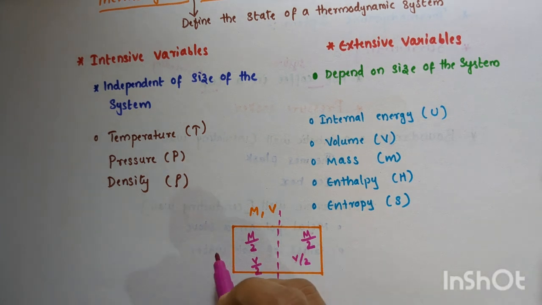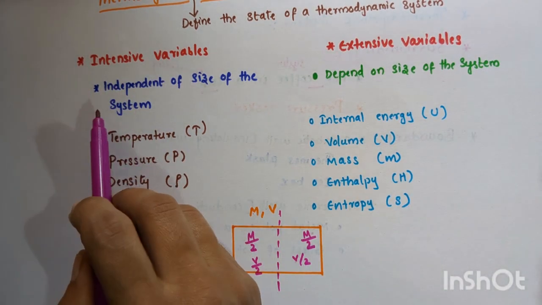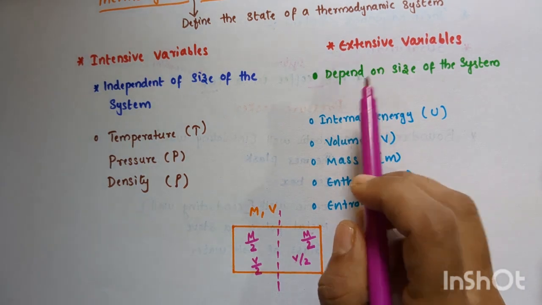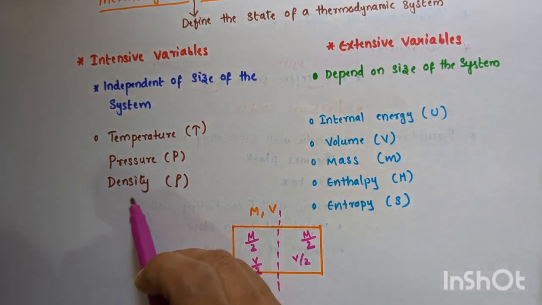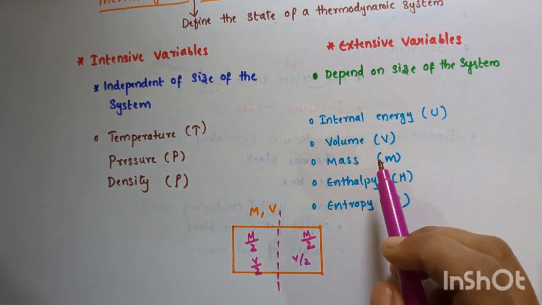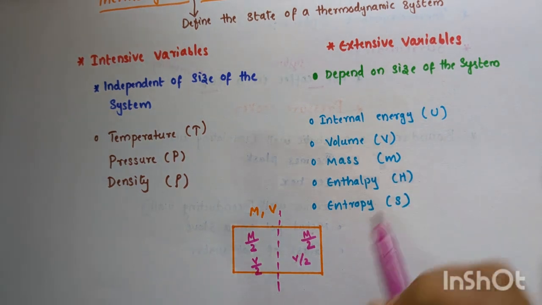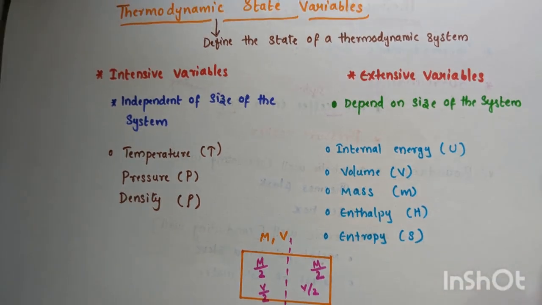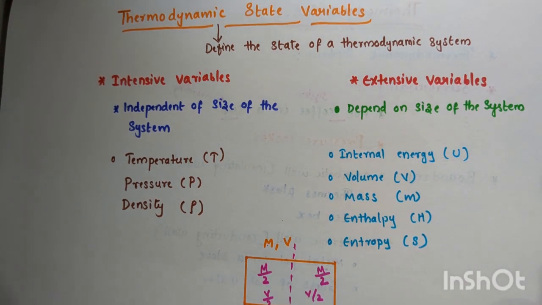So the variables which are independent of the size of the system are intensive variables, and the variables which depend on the size of the system are extensive variables. Temperature, pressure, density, etc. are intensive variables. Then internal energy, volume, mass, enthalpy, entropy, etc. are extensive variables. So in this video, we have discussed the thermodynamic state variables, that is, intensive variables and extensive variables. I hope it is clear to you. Thank you.